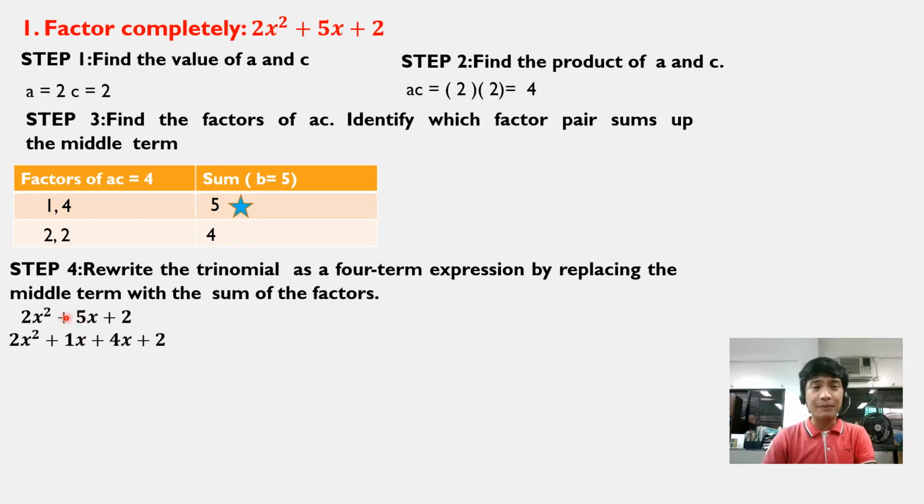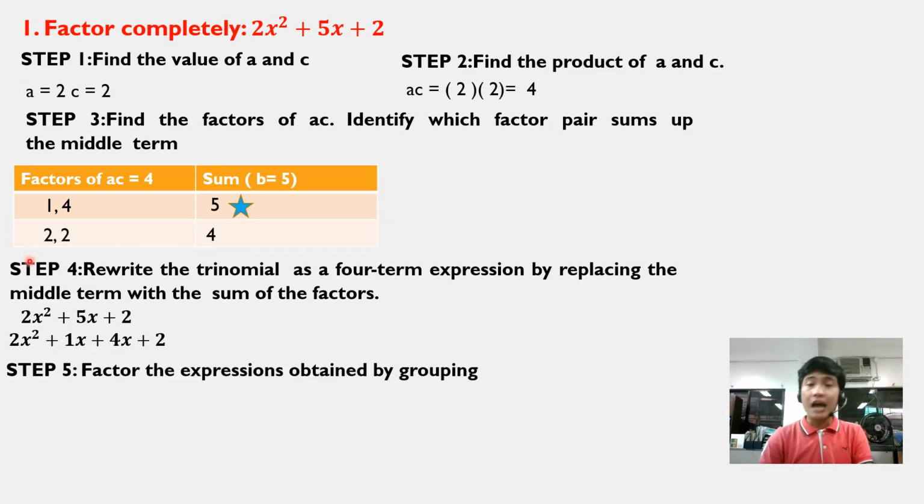Supposed to be, hindi dapat ako gagamit ng 1x kasi x is already acknowledged na 1x yun, na 1 ang numerical coefficient. Pero para mas maging malinaw lang yung discussion natin, makita natin na ginamit natin yung 1 tsaka 4 dito, I decided to use 1x. Okay? So, yan lang po yung step number 4. Paghihiwalayin lang natin yung gitnang term gamit yung nakuha natin correct factors sa step number 3.